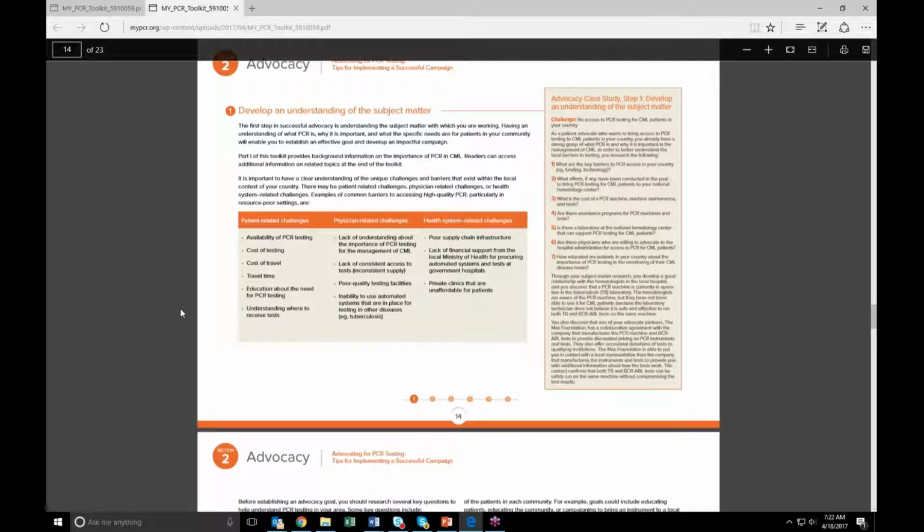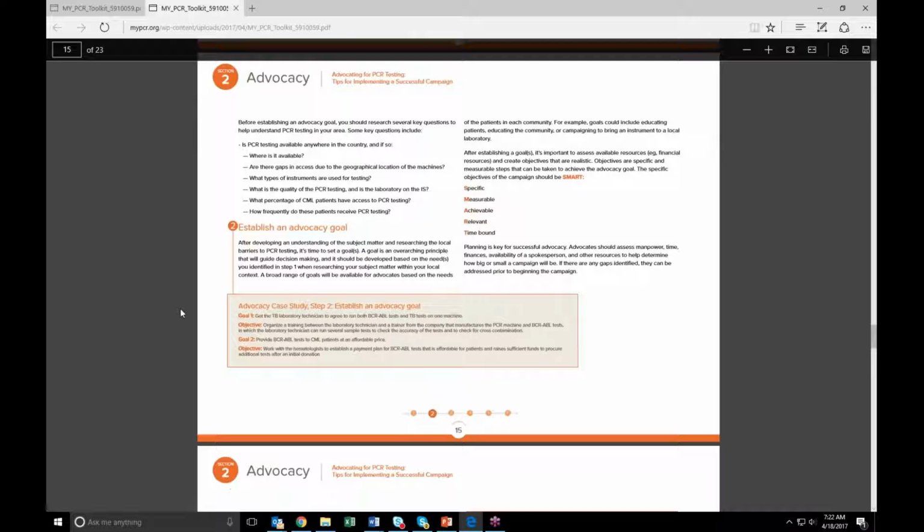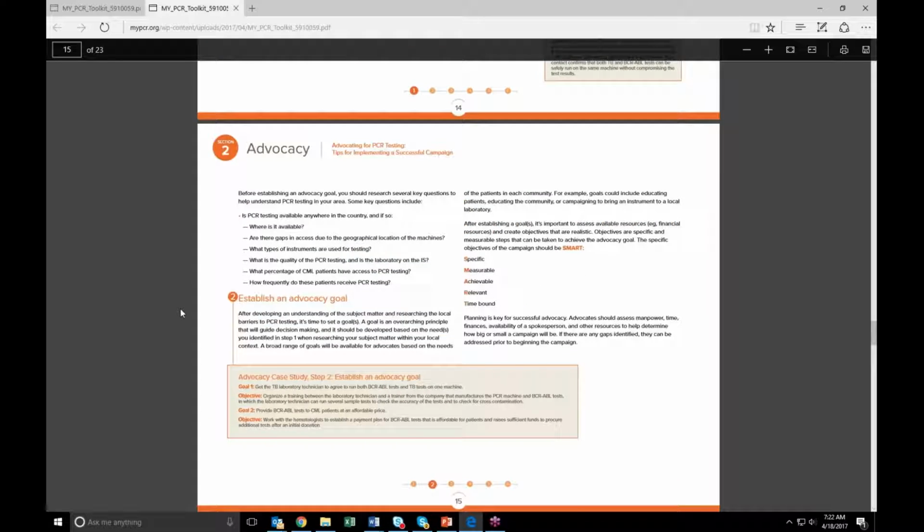So if you could continue to scroll. So as a first step in PCR testing, it's important to understand the subject matter. If we could go back up again.